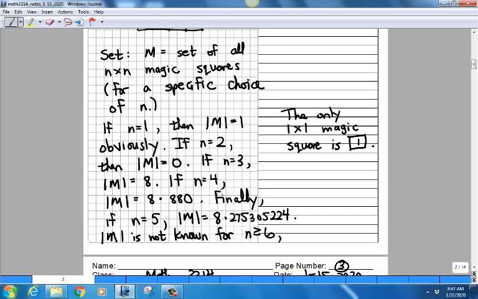So when n is greater than or equal to 6, actually the cardinality of M is not known. We don't actually know how many magic squares there are of orders larger than 5. Well, that's kind of interesting. It's just because there are a lot of them.